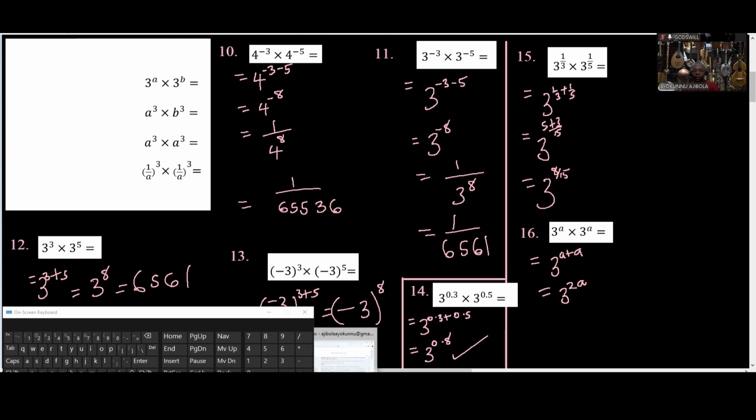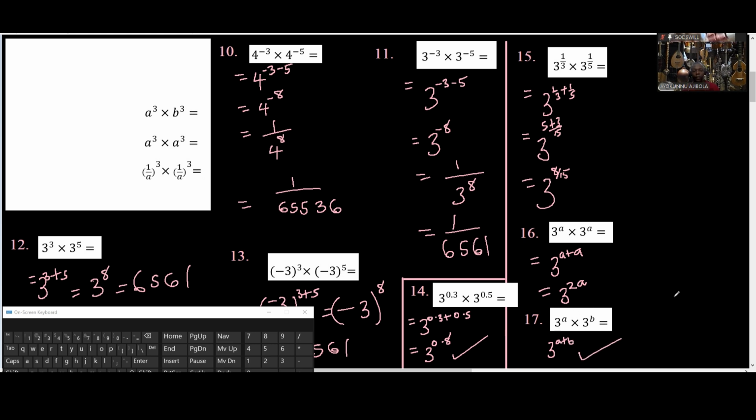And number 17. So we have 3 raised to power A times 3 raised to power B. So we pick one of the three again. Then we have the powers 3 raised to power A plus B. So this time around, we can't add A and B. We leave it this way. This is the final answer.